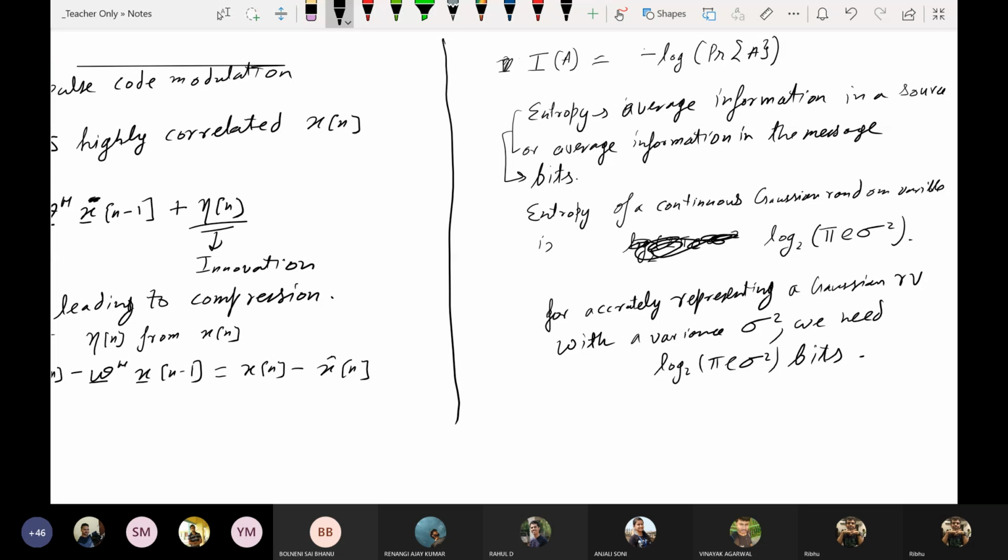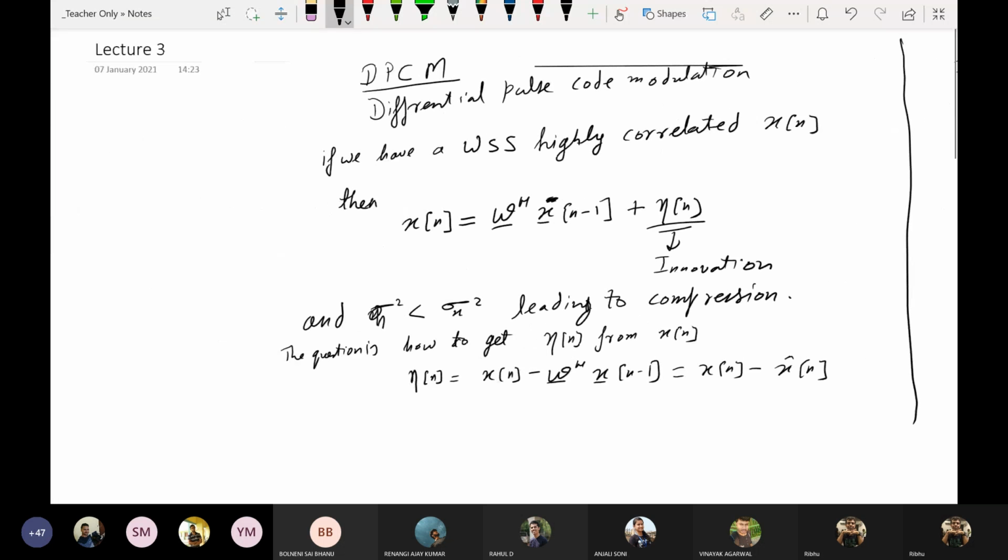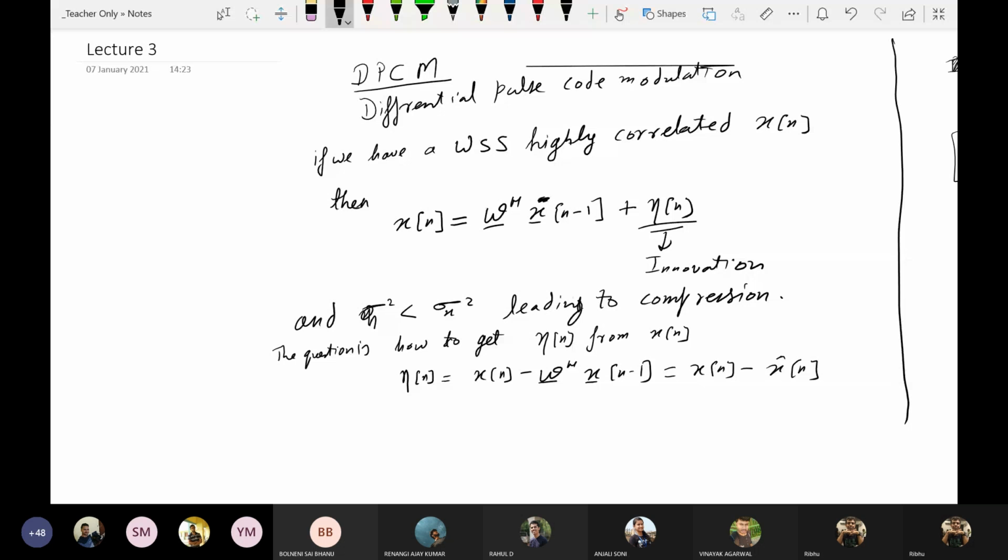So the smaller the variance, the smaller the number of bits we will require to represent that random variable with equal fidelity. There is something called rate distortion that I am not going into right now. But the general intuition is that the smaller the variance, the fewer bits you will require to represent that random variable, and therefore this works. Fine.